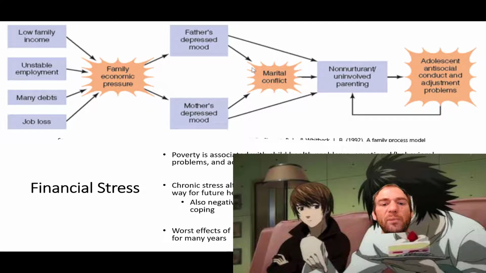Poverty is associated with child health problems, emotional and behavioral problems, and academic failures. Chronic stress alters the children's stress response systems in ways that pave the way for future health and behavioral responses, and also negatively impacts brain regions associated with self-regulation and coping. The worst effects of poverty are when they are experienced early in life and last for many years. So just like all the stressors we've talked about, these early onset stressors, but not just when it happens, this chronic stressor, that accumulation of stress over time, is associated with the worst developmental outcomes. And we see this at a physiological level, wherein chronic stress alters the children's stress response systems.